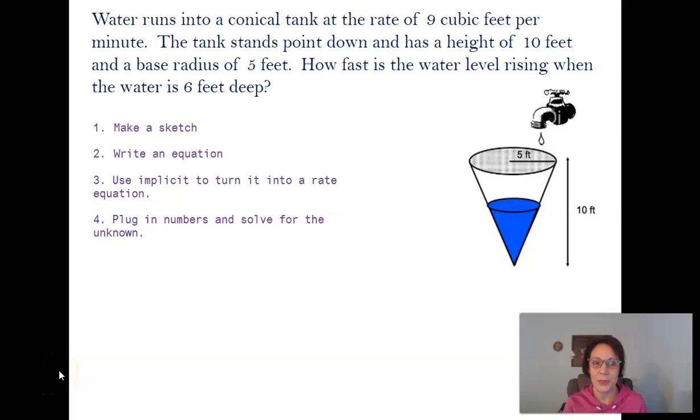We're back with another related rate example. I wanted to go over a problem like this with you because this is a very common type of problem. We call it a conical tank problem, and we see lots of variations on this problem.